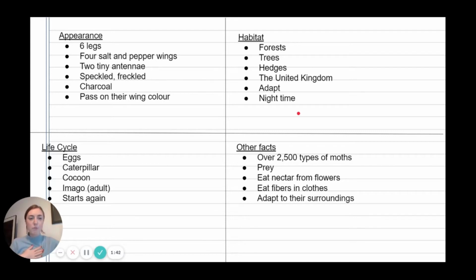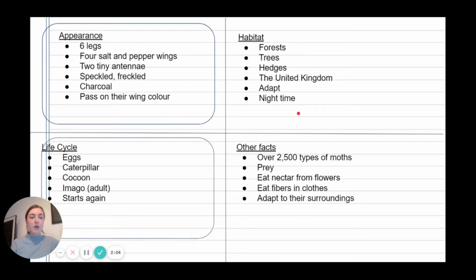Here are my notes from yesterday. I split into 4 sections: appearance, habitat, life cycle, and just other facts that didn't fit in those headings. Today we're going to choose 2 of those to start writing. The first one I'm going to choose is appearance because I think that is important for someone reading about moths. They probably would like to know what a moth looks like. And then I'm going to talk about the life cycle. I feel like we know a lot about the life cycle, so that's what I've chosen to do second. You may choose a different one to do second.